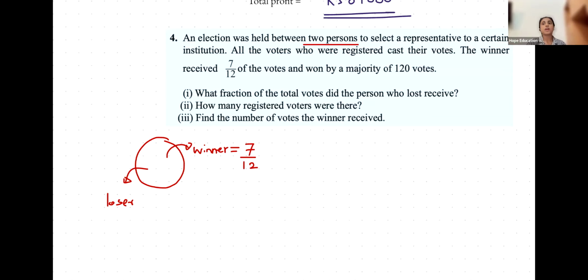So, okay, winner got 7/12. The person who lost is also there. Only those two are there. Won by a majority of 120 votes. That means the winner got 120 more votes. Okay, we'll see. What fraction, let's go to Roman number 1. What fraction of the total votes did the person who lost receive? The winner got 7/12 now, how much did the loser get?